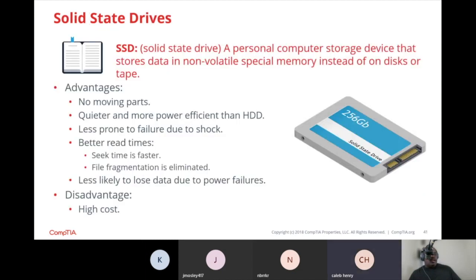All right. Solid state hard drives: a personal computer storage device that stores data in a non-volatile special memory instead of on disk or tape. There are no moving parts. It's quieter, less prone to failure due to shock. The seek time is way faster. File fragmentation is actually eliminated.